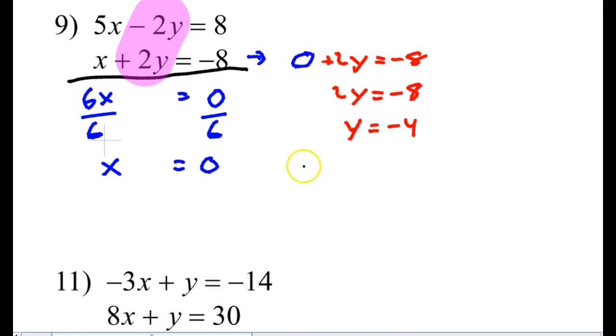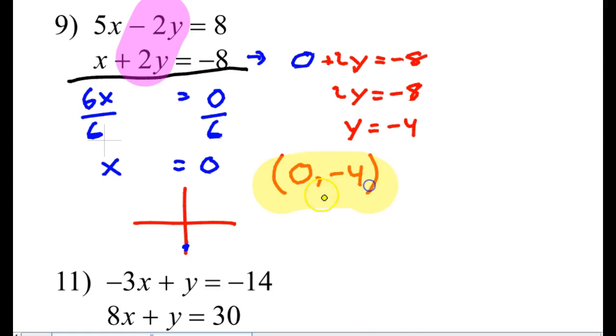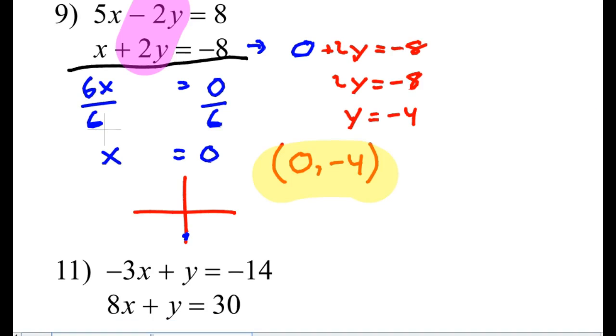negative 4. Now, just one thing I saw several people doing, just make sure you put your answer in parentheses. That's how we know it's an actual coordinate. Graphically, we know that these would intersect at (0, -4). Without the parentheses, it doesn't mean it's a graphable point. Okay? So you've got to have parentheses around your answer. All right. Give me a second to write that down.